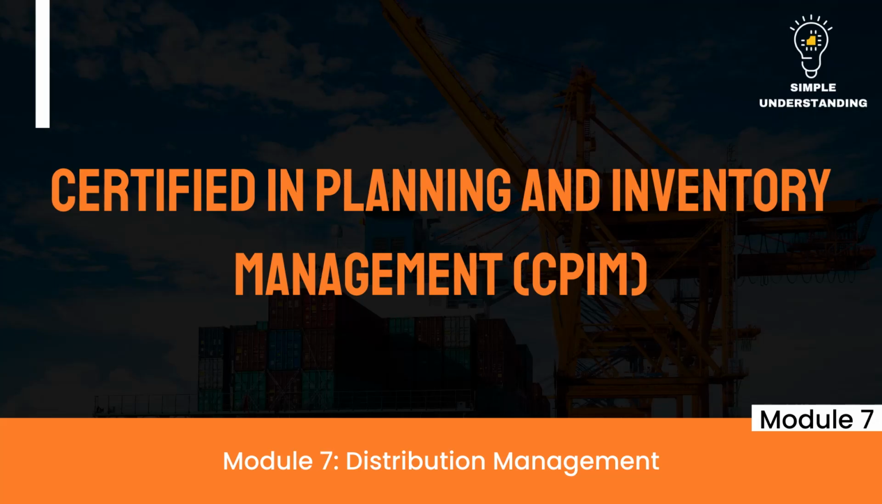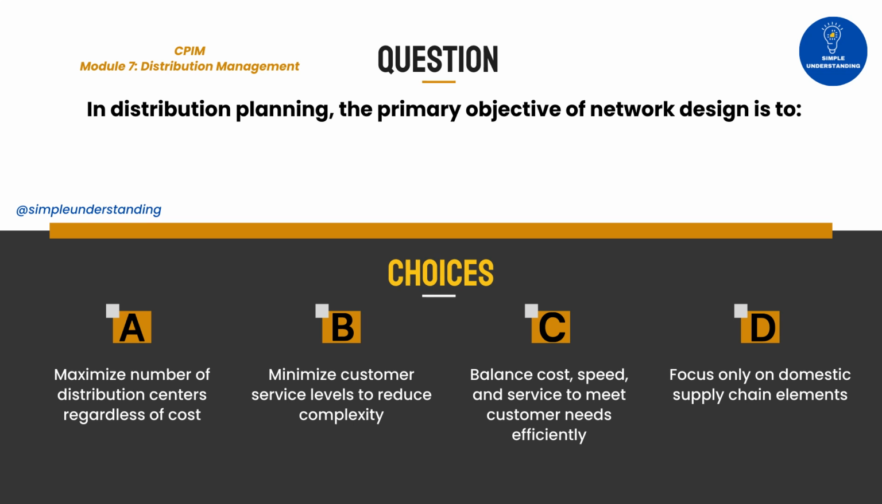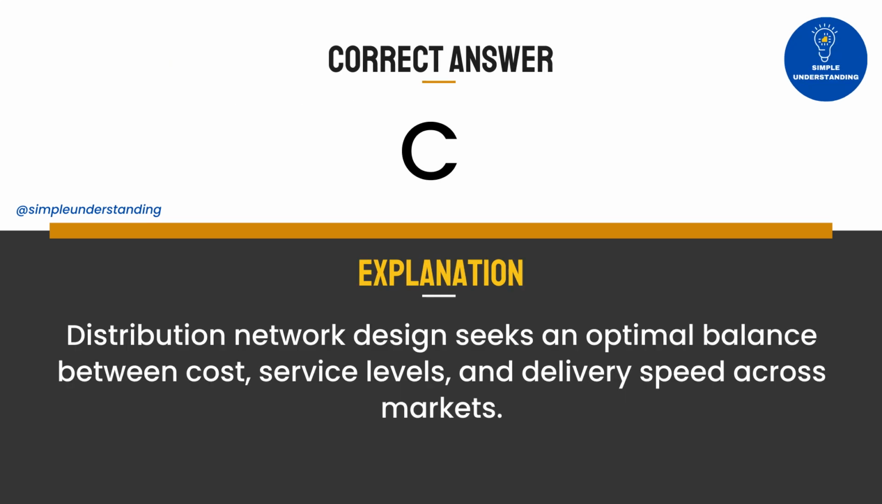Let's begin with Module 7, Distribution Management. Question 1. In distribution planning, the primary objective of network design is to A. Maximize number of distribution centers regardless of cost. B. Minimize customer service levels to reduce complexity. C. Balance cost, speed, and service to meet customer needs efficiently. D. Focus only on domestic supply chain elements. Correct answer: C. Explanation: Distribution network design seeks an optimal balance between cost, service levels, and delivery speed across markets.